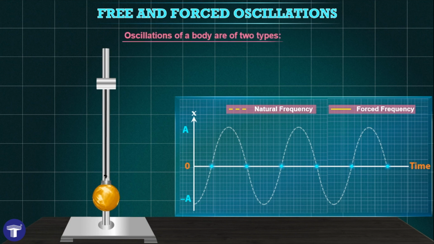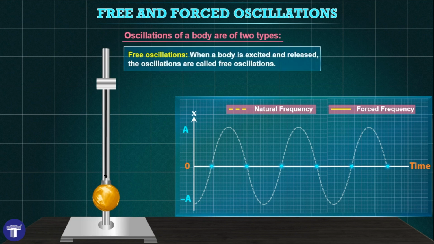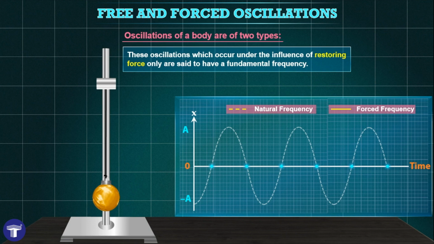So first let's understand that the oscillations of a body are of two types. One is the free oscillation and the other is a forced oscillation. Free oscillations are those that occur when a body is excited and released. So what does this actually mean? It means that the oscillations are taking place only under the action of restoring force. There is nothing else that is bothering the object which is trying to perform oscillations. In such a case, the oscillations are said to have a fundamental or natural frequency, because this is the frequency decided by the object alone and not by anything external. This natural frequency has a formula given by 1 upon 2 pi root k by m.